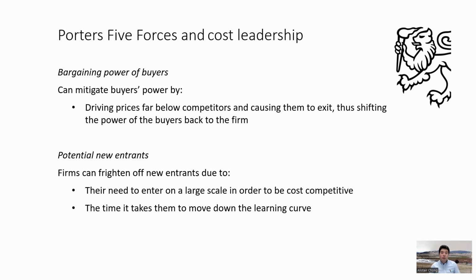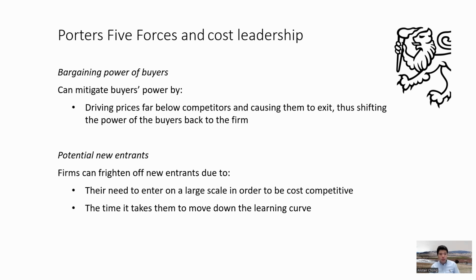In terms of the bargaining power of buyers, a cost leader can often mitigate buyer power by driving prices far below competitors and actually causing them to exit the market. So shifting the power of the buyers back to the firm. And you look at a lot of small hardware shops have closed down in the case of Bunnings, and even some Mitre 10 stores have closed.